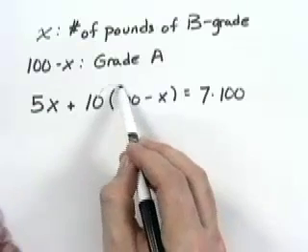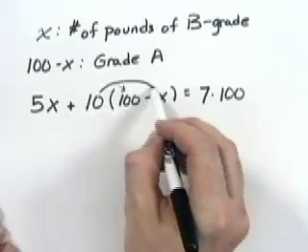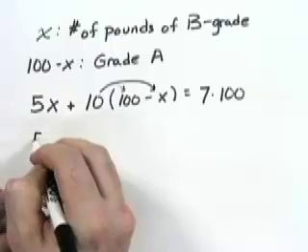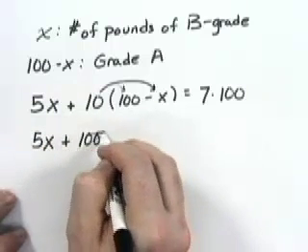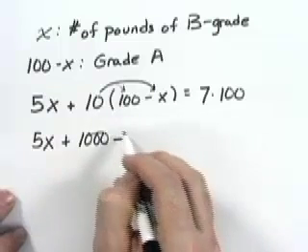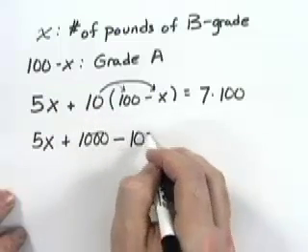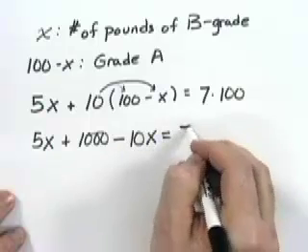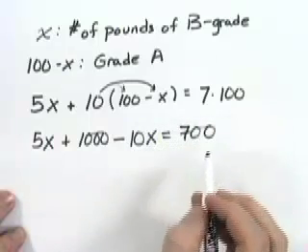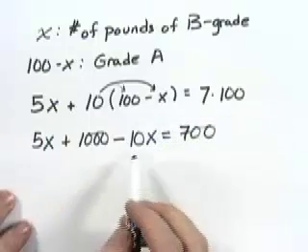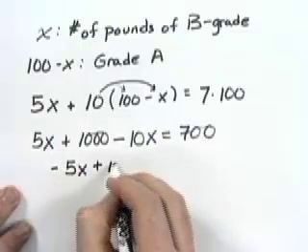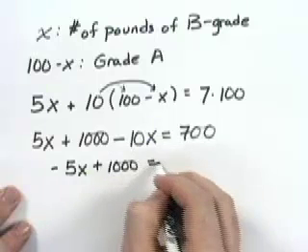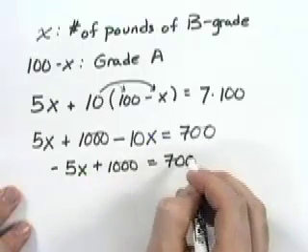What we need to do now is simply distribute my 10 into the parentheses. We get 5X plus 10 times 100 is 1,000. Then 10 times negative X is minus 10X, and that has to equal 700. 5X minus 10X is negative 5X plus 1,000 equals 700.